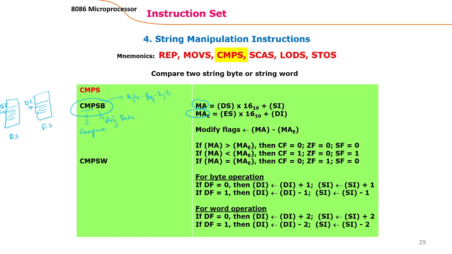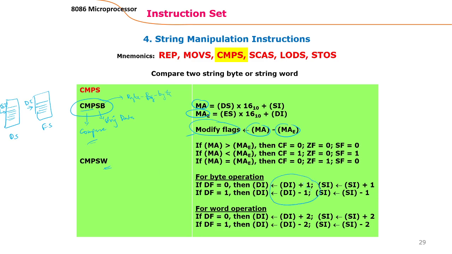Once we have done this, compare means we will be subtracting. So here source data minus destination data is done. After that, based on how it affects the flags, we can give the result, like which one is larger, which one is smaller, or whether they are equal. Based on the modification of the flags, we get the comparison result. This is in case of byte related data. Similarly, for word related data we can have a similar instruction, but the only difference will be the address change.